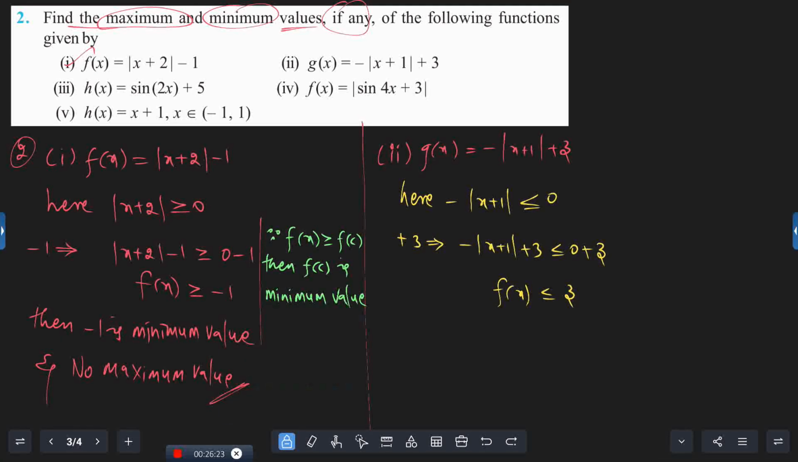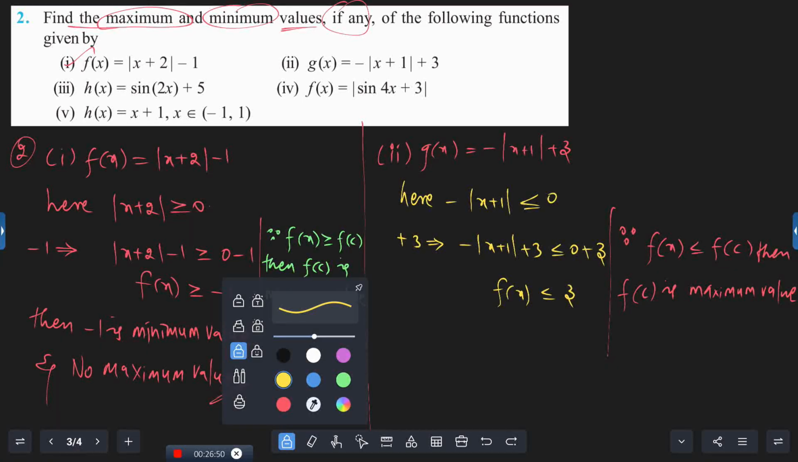Again, which format does it look like? f of x less than or equal to f of c. Suppose the open side is there, that is called maximum. So then f of c is maximum. f of c is what? Maximum value. Okay.